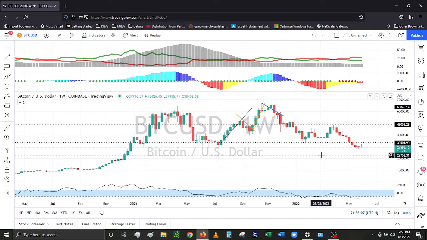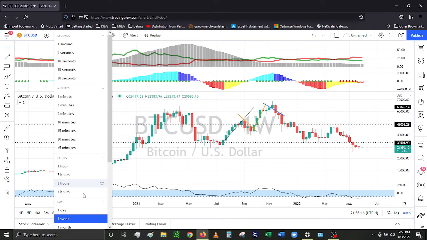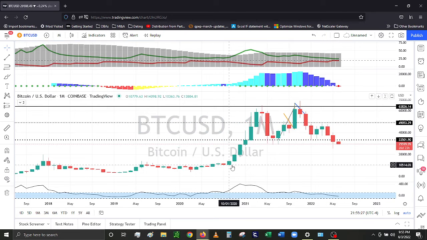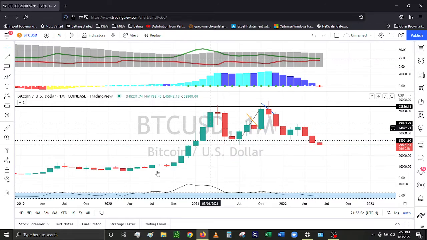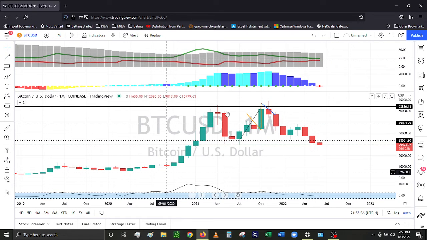But yeah, let's go back to Bitcoin here, macro, and take a look at the monthly real quick. As you can see, in 2020 Q4 it really exploded, right? So let's look at what happened here. Price action just kind of goes parabolic, right? Straight up for 6 bars in a row.